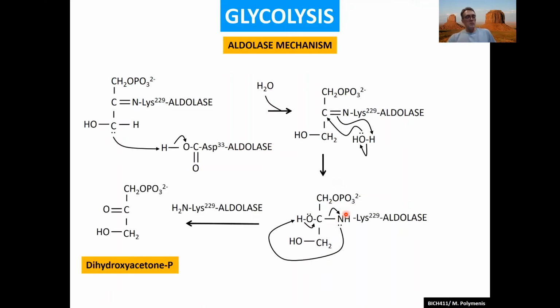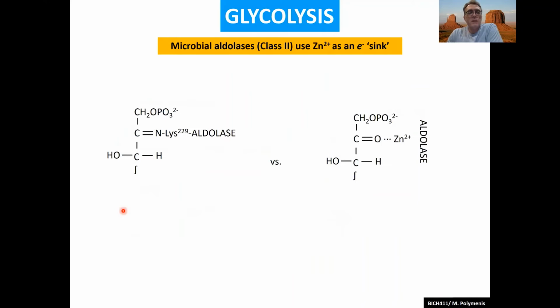You got dihydroxyacetone phosphate, which is the second product. It's another 3-carbon sugar, and it's a ketose. Okay, it's not an aldose. Now, this is animal aldolases. In microbial aldolases, instead of the Schiff base forming, and again, that's a key intermediate in aldolase catalysis in many organisms, including our own.